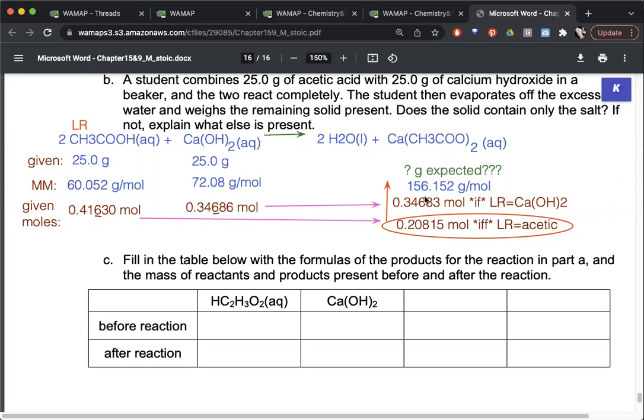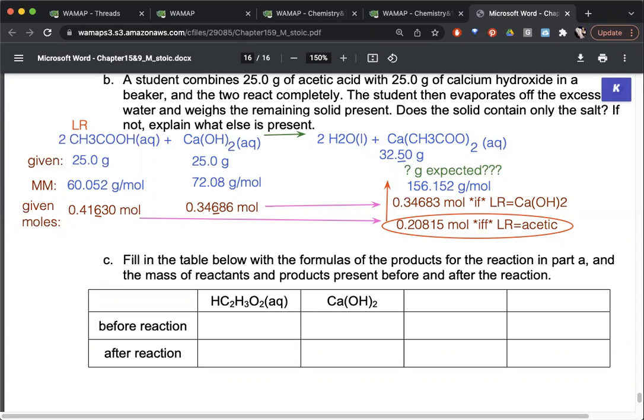Okay, so there's our molar mass, and we have moles, so we're going to multiply those. Moles is in the denominator here, so when I multiply those, I'll get grams back. So times 0.20815. I was pointing to the other one. But here, I get 32.50 grams. And that is my theoretical yield. It's expected.